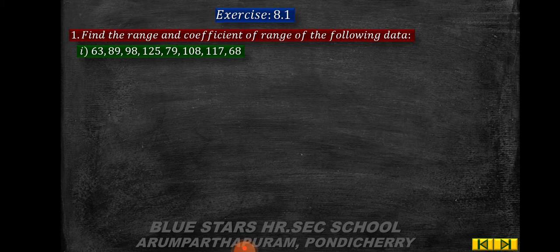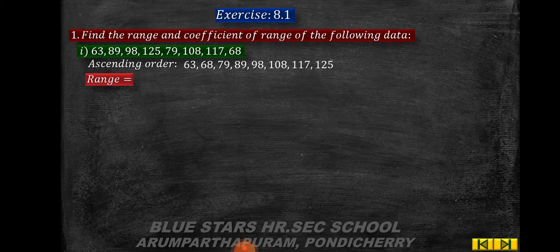So first subdivision, the given data is 63, 89, 98, 125, 79, 108, 117 and 68. You have to write it in ascending order: 63, 68, 79, 89, 98, 108, 117, 125. So range is equal to L minus S, where L is the largest number and S is the smallest number. Here the largest number is 125 minus the smallest number 63. So range is equal to 62.